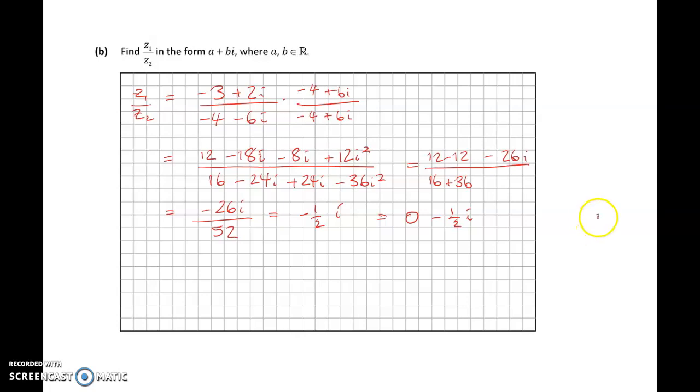Now before I finish, that was worth 10 marks. I'll just mention an alternative approach to that question. The smart cookies amongst you might have realised that there's a connection between Z1 and Z2, because Z2 is simply 2i lots of Z1. So if I have Z1 divided by 2i lots of Z1, the Z1s cancel, and I end up with 1 divided by 2i. Now, that effectively gets you 4 marks straight away from realizing that.